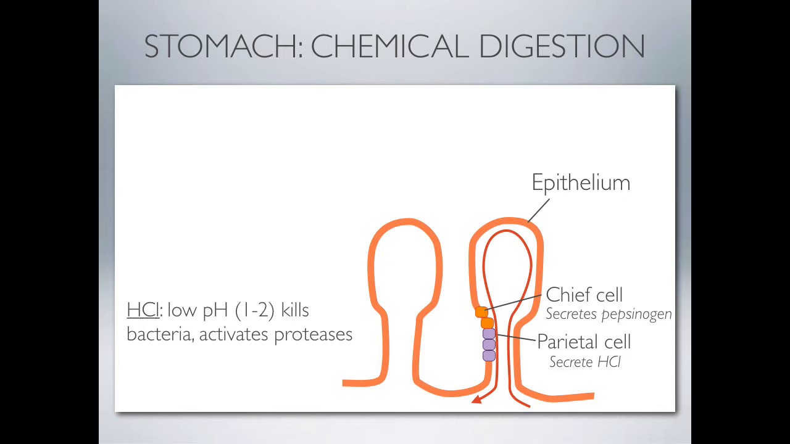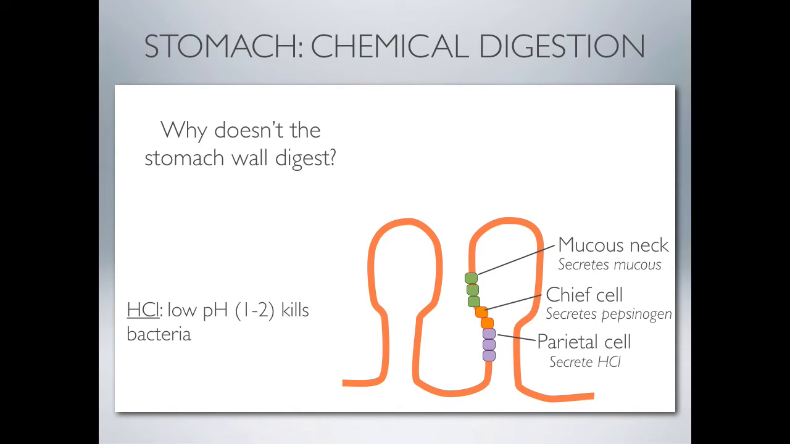Now, the epithelial lining is composed largely of proteins. And so if you have a protease that has a job of breaking down proteins and a low pH environment, then you might ask the question, well, why is it that the stomach wall doesn't just digest itself? How is it that they're kind of magically protected from the things that they secrete? So there are a couple of parts to this story. The biggest answer to this question is mucus.